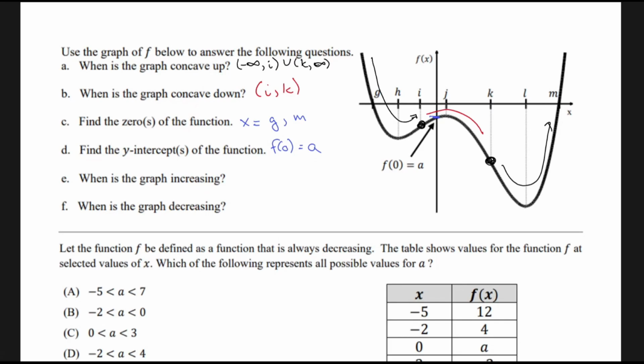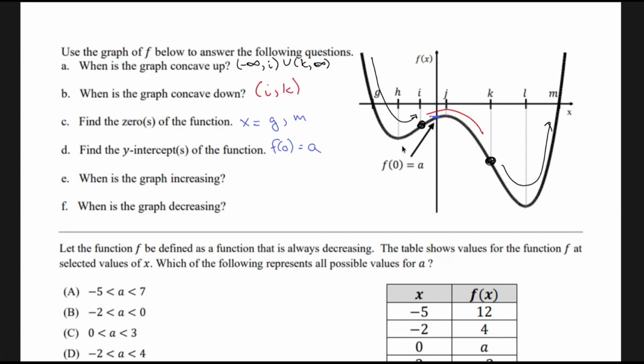Where is the graph increasing? Now keep in mind, when the graph is increasing, that's not the same as concave up or concave down. Concave up is where the rate of change is increasing. Concave down is where the rate of change is decreasing. Where the graph is increasing is any time you're going up and to the right.